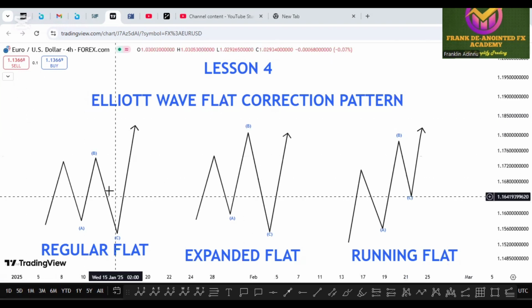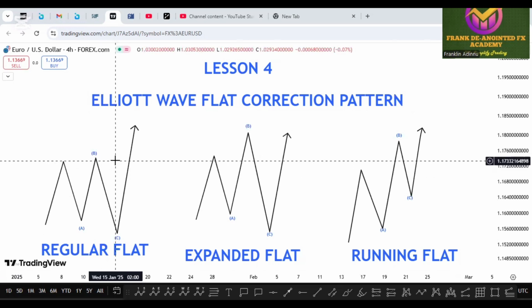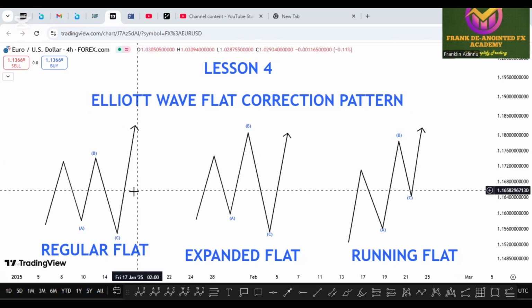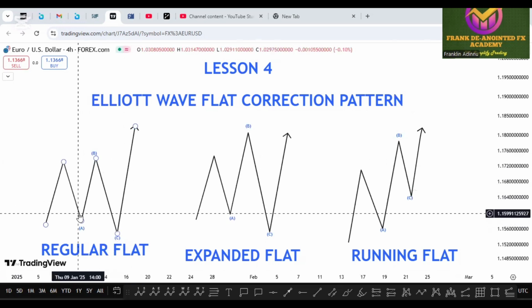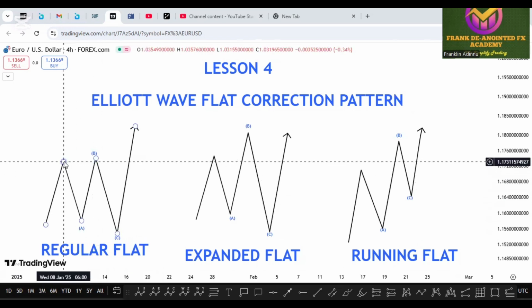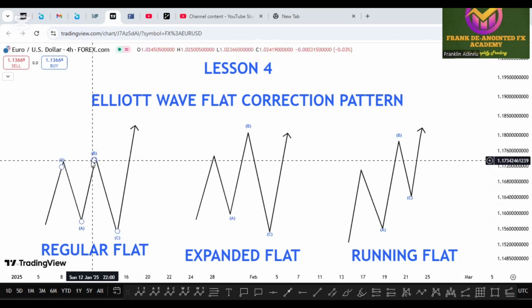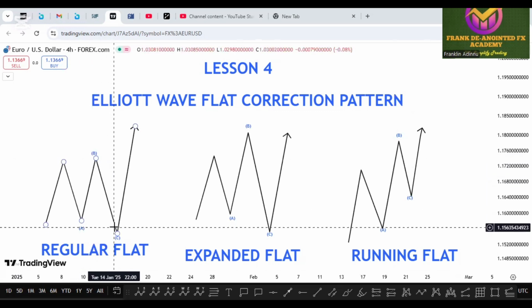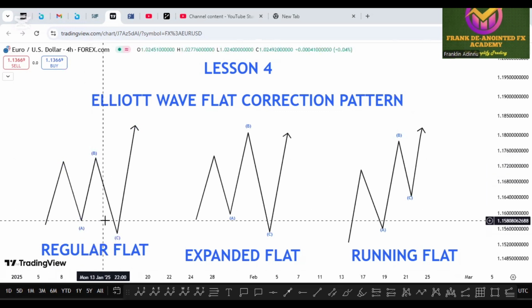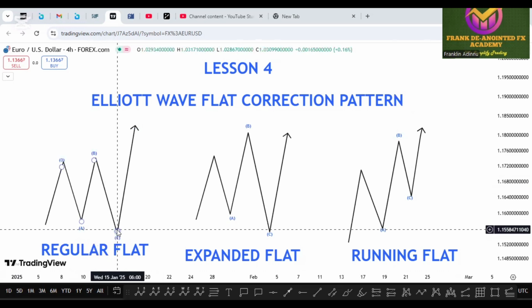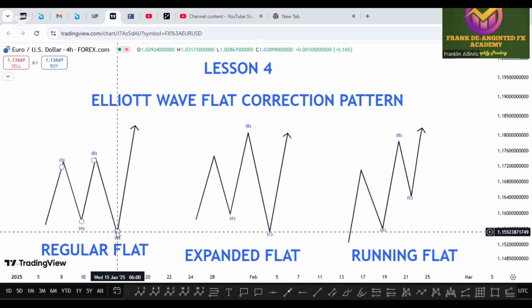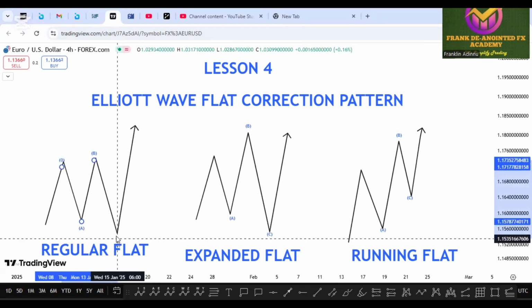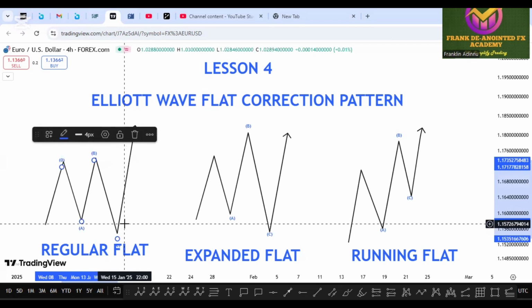So what is a regular flat pattern? It's an Elliott wave corrective pattern that stipulates that wave B will be equal to or above wave A, while wave C will be below wave A. Wave C must go below wave A. If wave C did not go below wave A, then it's not a complete pattern.